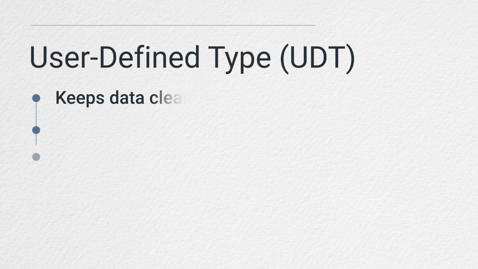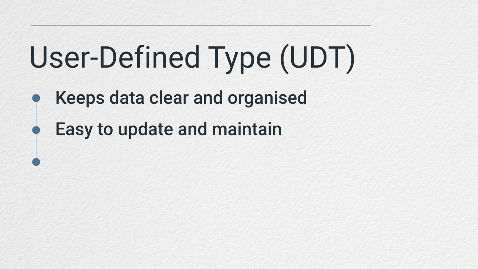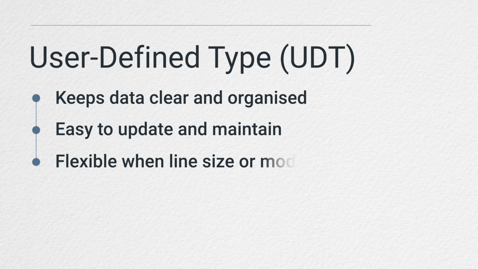A UDT keeps your data specific, which means you can clearly define the variables used in your structure. It's modular and easy to maintain. Change the structure in one place at the UDT level, and it updates everywhere in your PLC application after compilation. Perfect if your line grows with more modules or you need some additional data afterwards. Now the exact contents of your UDT depends on what your application needs. But at a high level, the structure of your data should match what's actually happening on your production line.